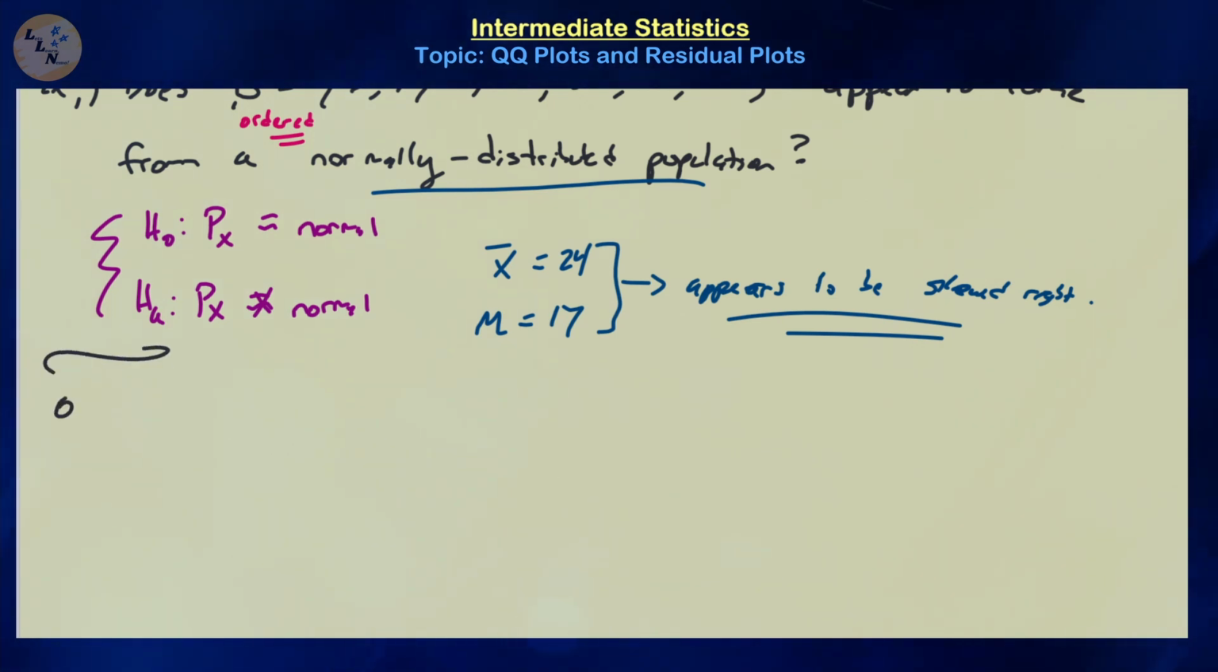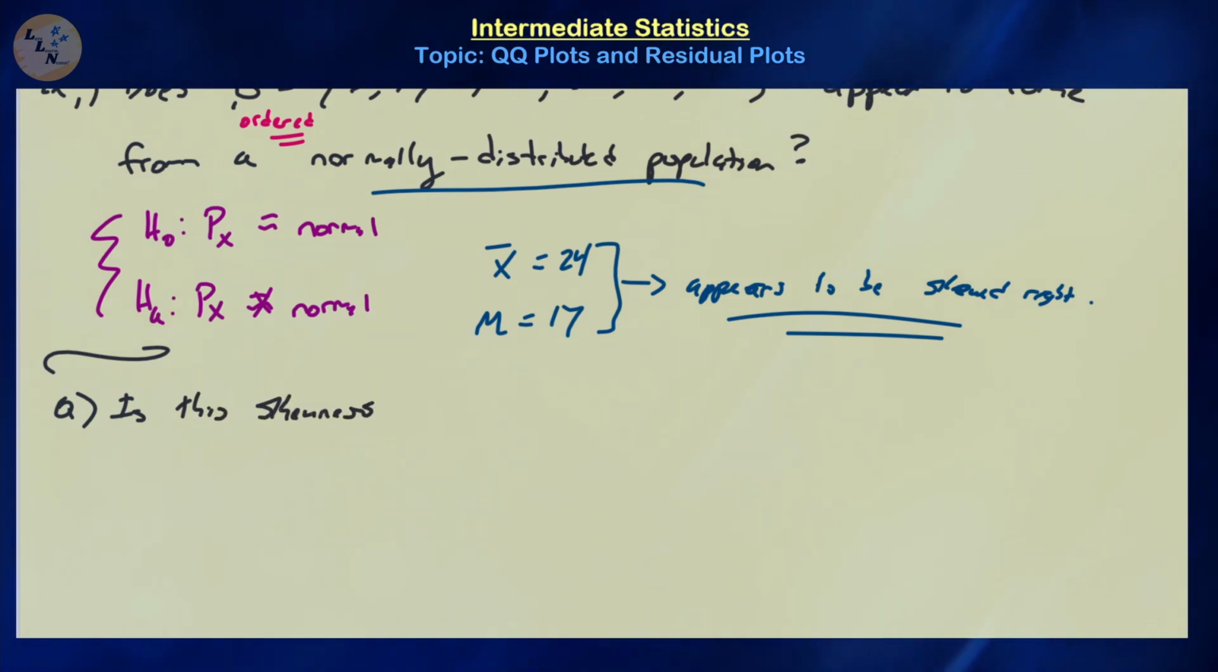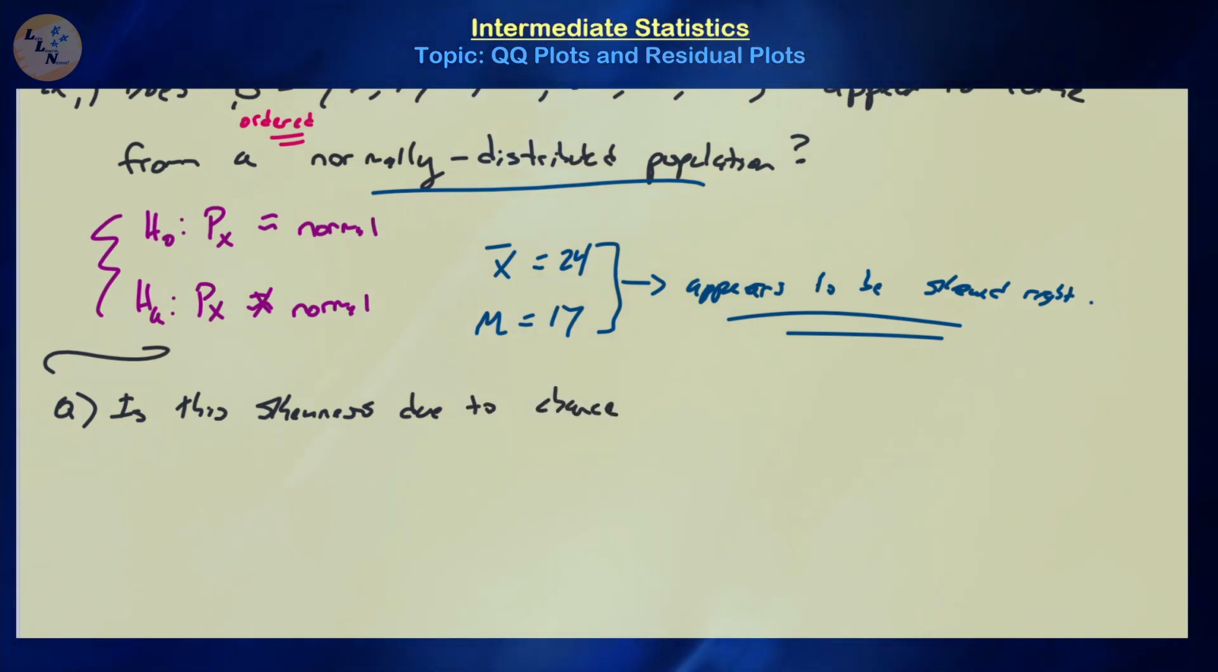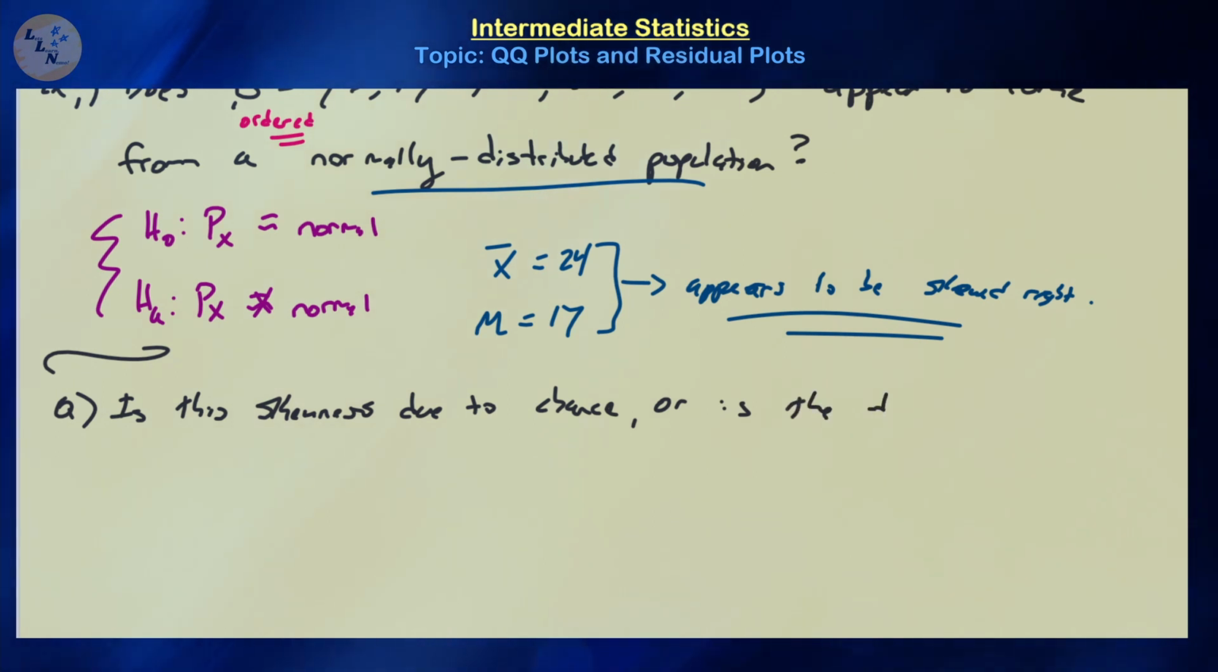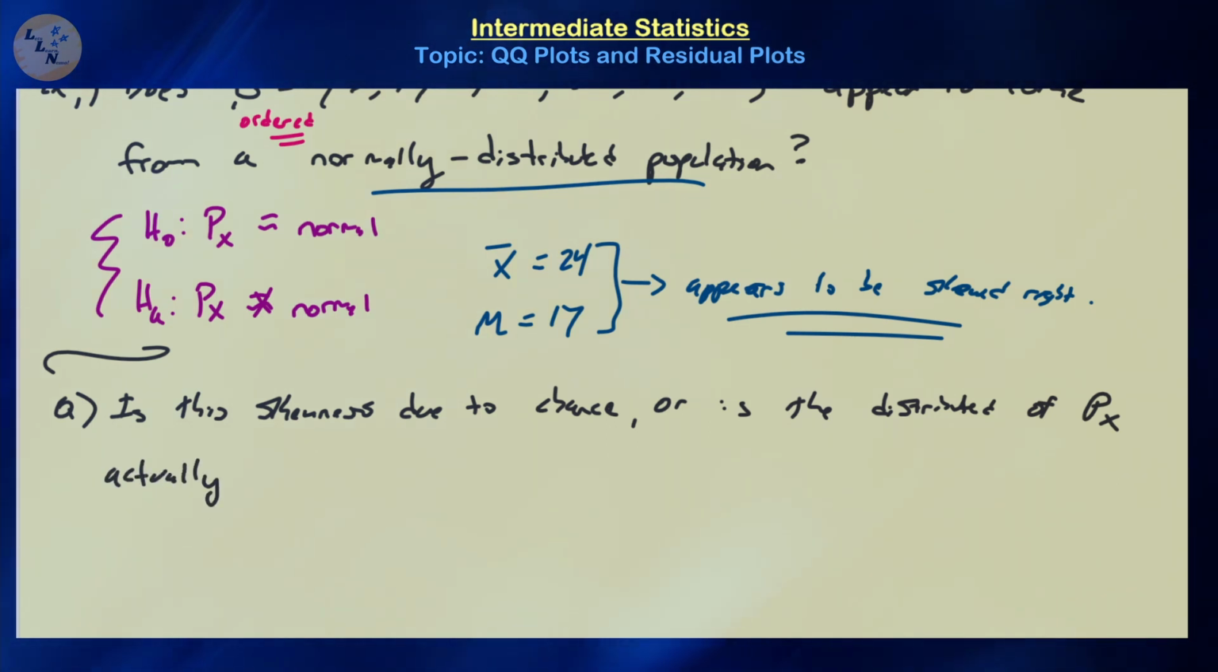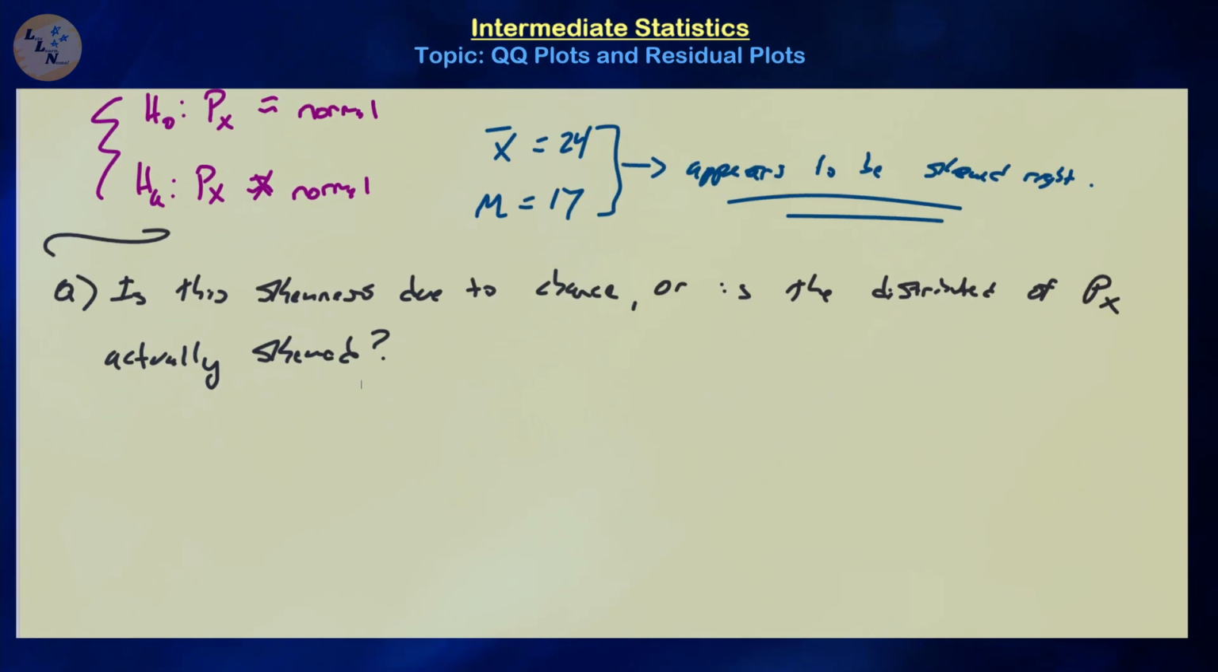We can pose a couple other important questions. Is this skewness due to chance? For example, this actually could be a normally distributed data set, just a subset of that set. Or is the distribution of X actually skewed? That's what we want to answer, right?